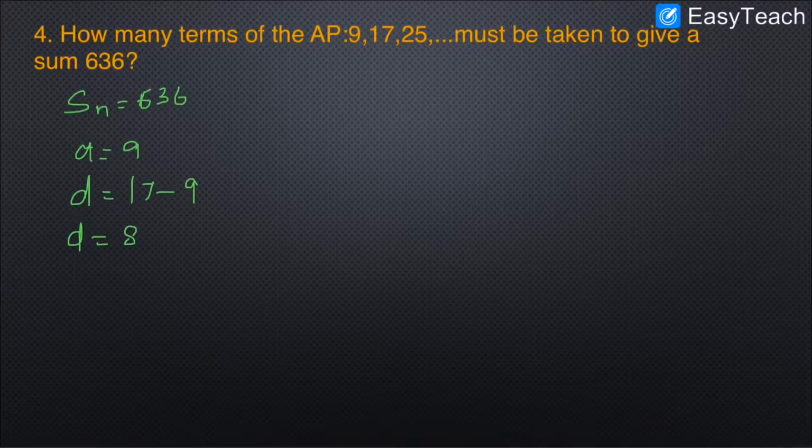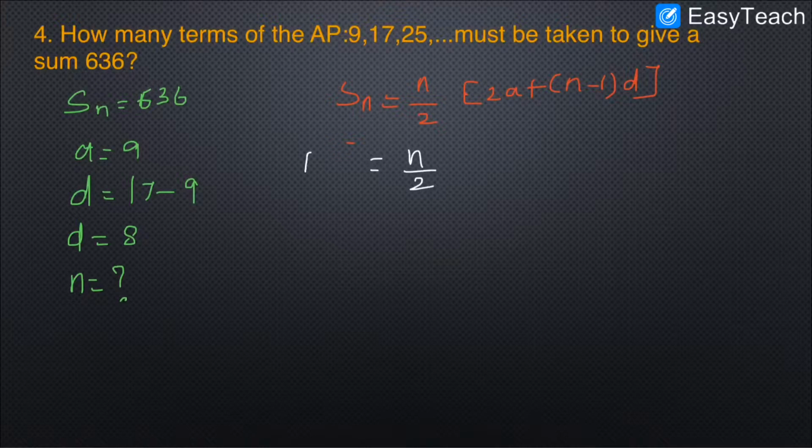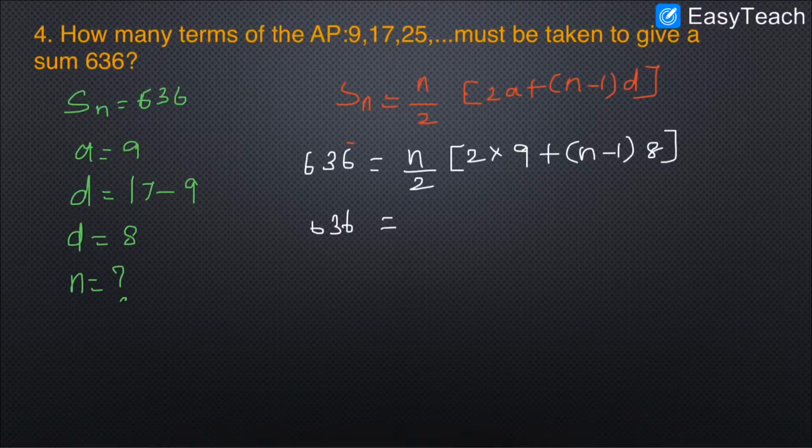So, what we have to find here is how many terms of the AP, which is n. We have to find n. Let me use the formula for sum of n terms, which is Sn equal n by 2 into 2a plus n minus 1 into d. Let us substitute the values. For n we do not know, n by 2, Sn we know, so 636, equal to n by 2 into 2 times 9 plus n minus 1 into d, which is 8.